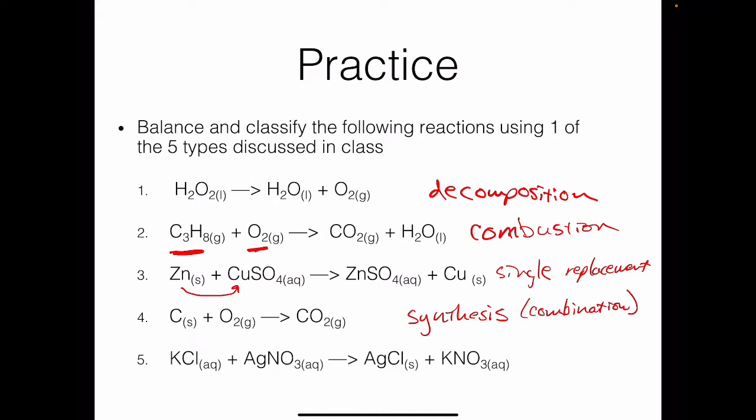And in the last one, we can see that what we really have happening here is one cation is switching places with the other, or one cation is replacing the other one, and we end up with two new compounds. So we end up with a double replacement reaction in this case.